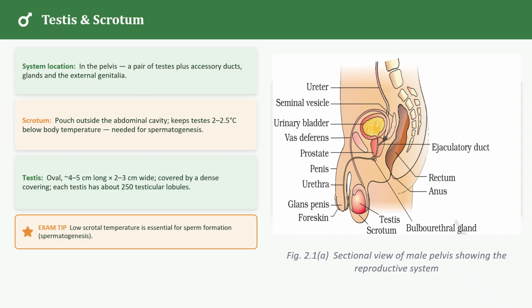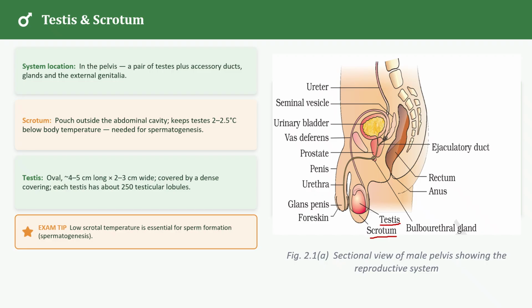So here, testis and scrotum. The testis is the primary reproductive organ. What is the testis? It is the primary reproductive organ which is located inside the scrotum. Each testis is about 4 to 5 centimeter long and contains nearly 250 testicular lobules.